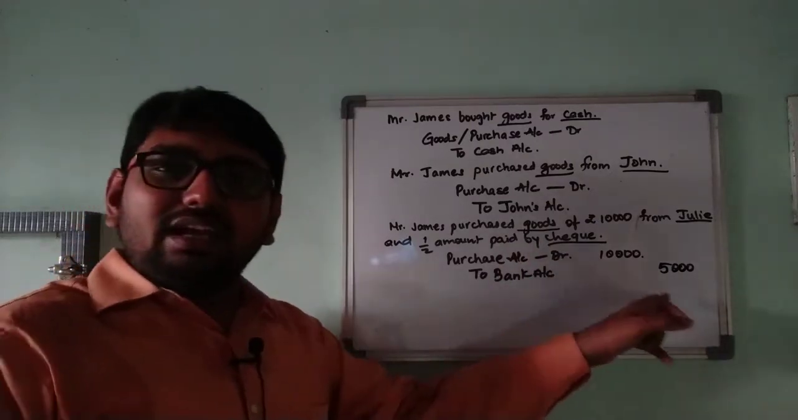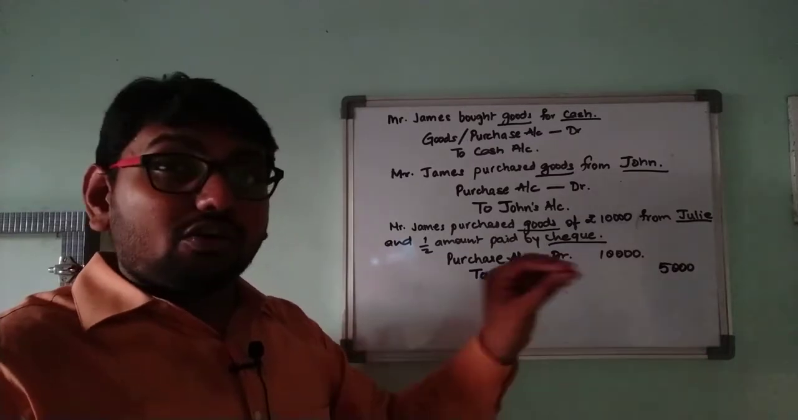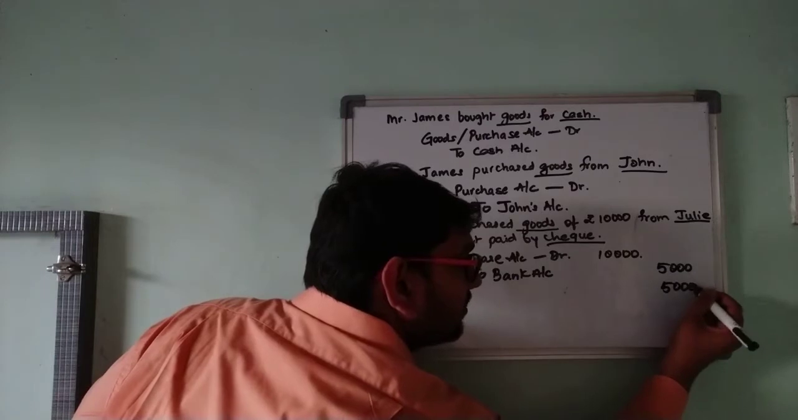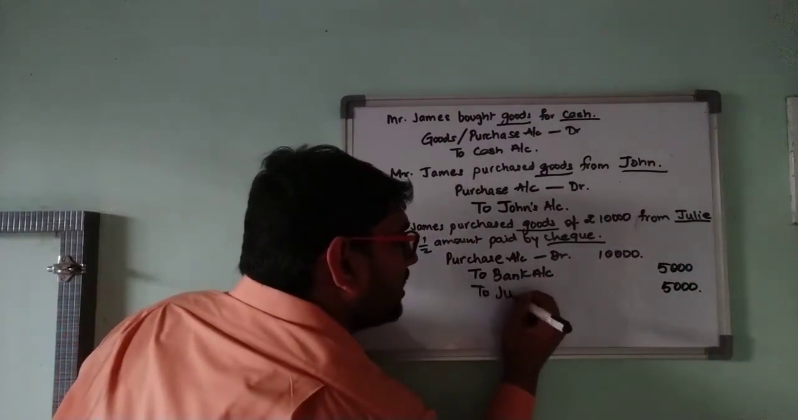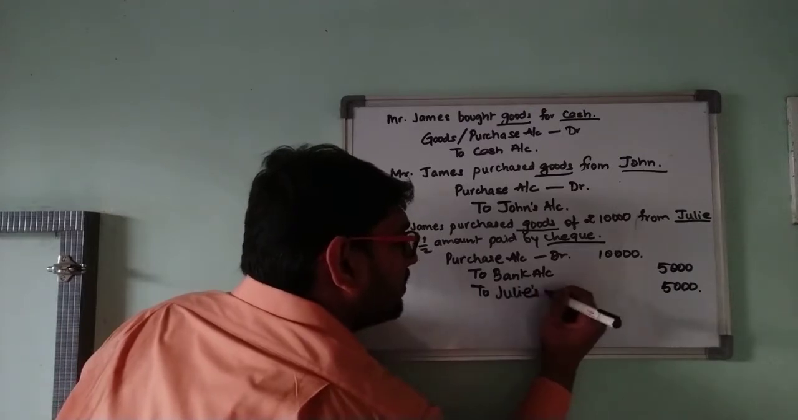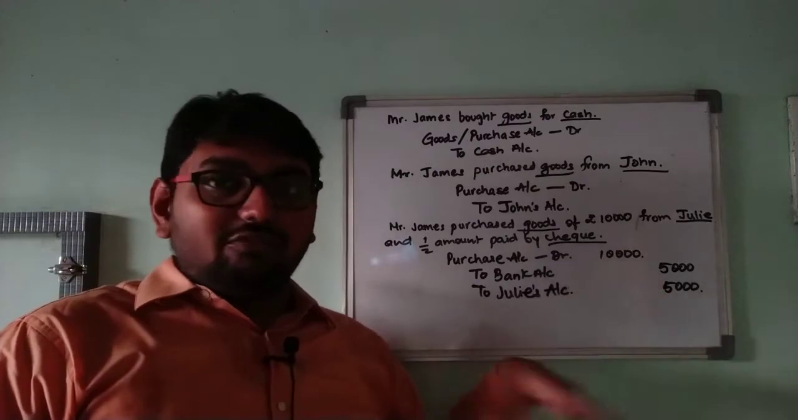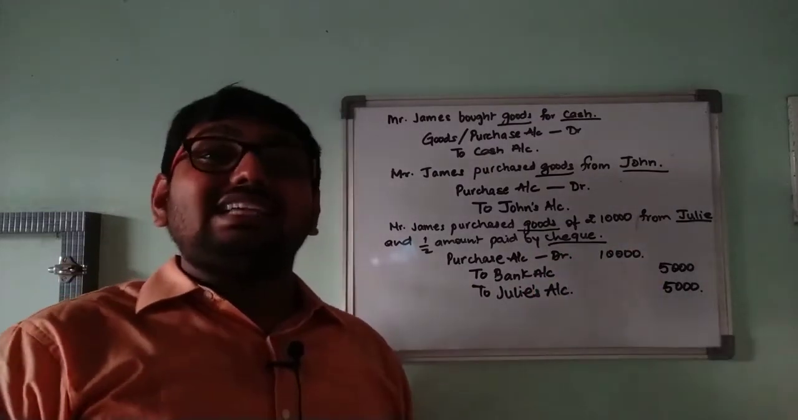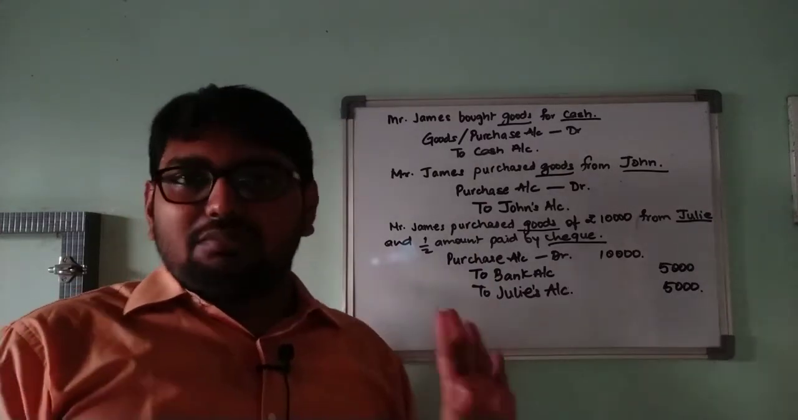So is the debit and credit tallying? No, not tallying. The credit is short of 5,000. So 5,000. This will be what? Julie, to Julie's account. Because out of 10,000, 5,000 have been paid, but 5,000 are still payable, and anything that is still payable is your liability, and liabilities always have a credit balance.